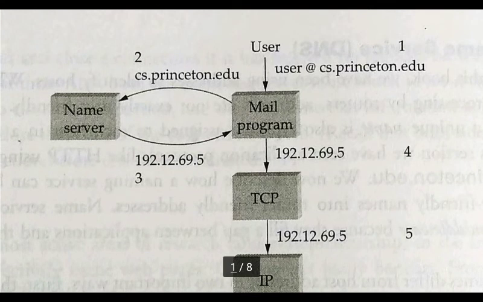The user wants to communicate with the server cs.princeton.edu. The application program which is running here is going to send the query message or the request to the name server: please send the IP address of cs.princeton.edu. The DNS name server is going to search for this particular domain name. So this is the IP address, and now the IP address is going to be returned to the resolver.